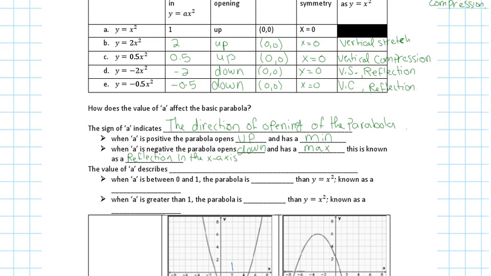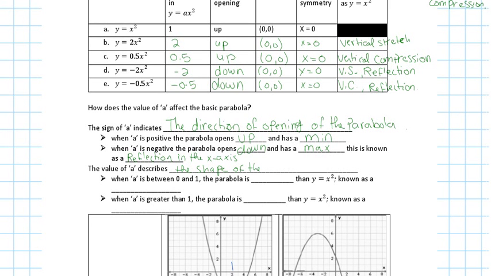Now, the value of A: is it 2, is it 0.5, is it 0.3, what is it? The value of A describes the shape of the parabola. When A is between 0 and 1, the parabola is wider than y equals x squared, and we know that as a vertical stretch.